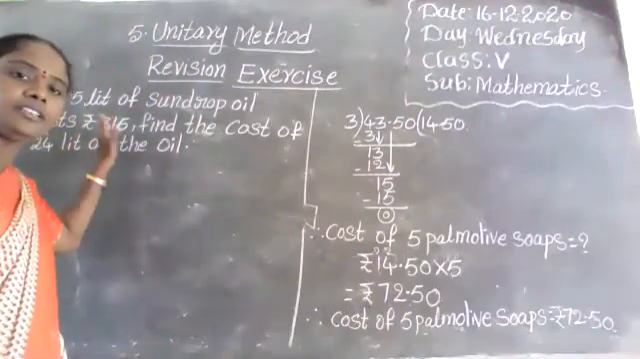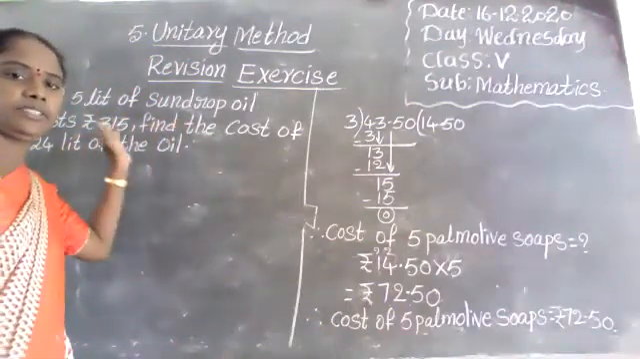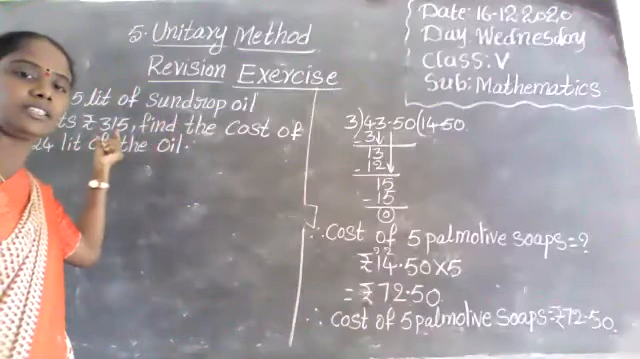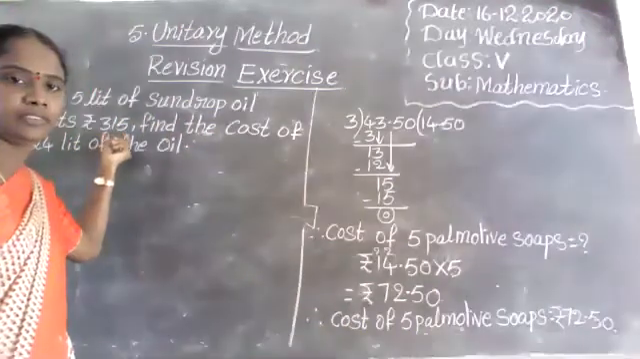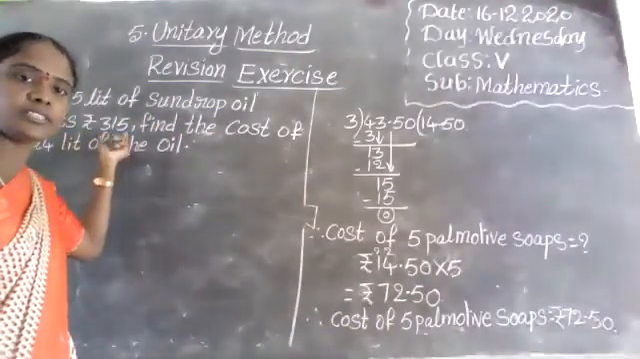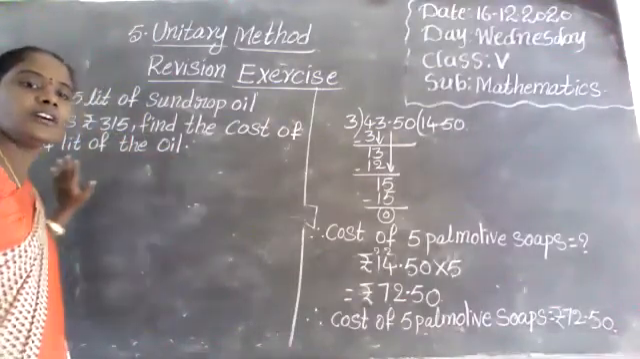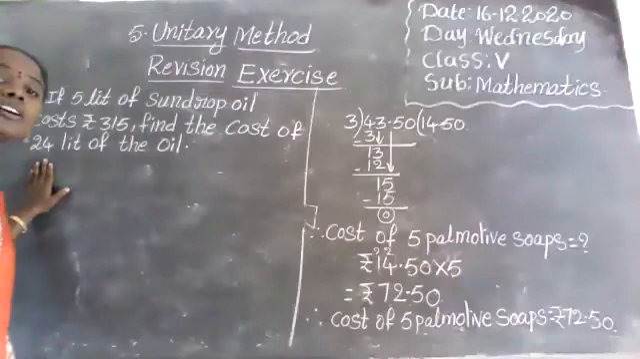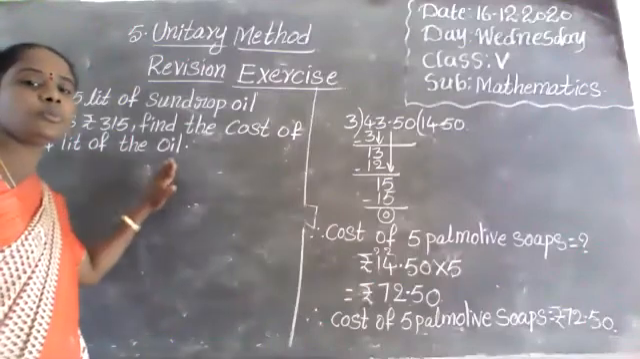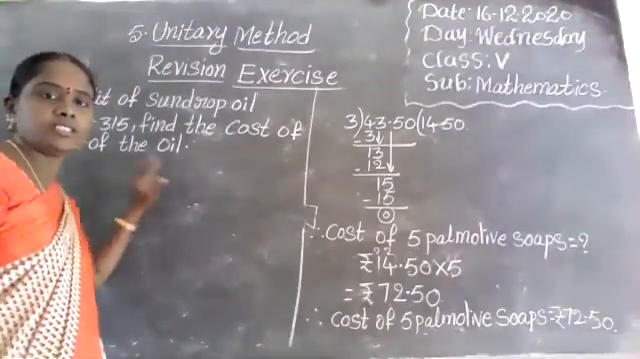First, we are given 5 liters of oil. The cost of 5 liters of oil is given. How much is given? 315 rupees. We have to find out the cost of 24 liters of the Sundrop oil. First, what do we do?